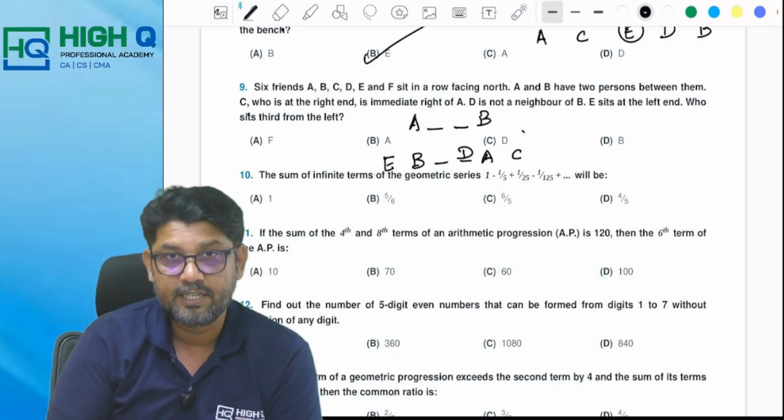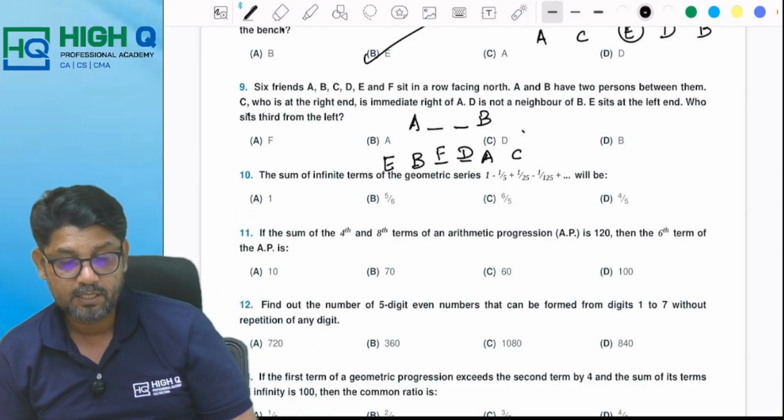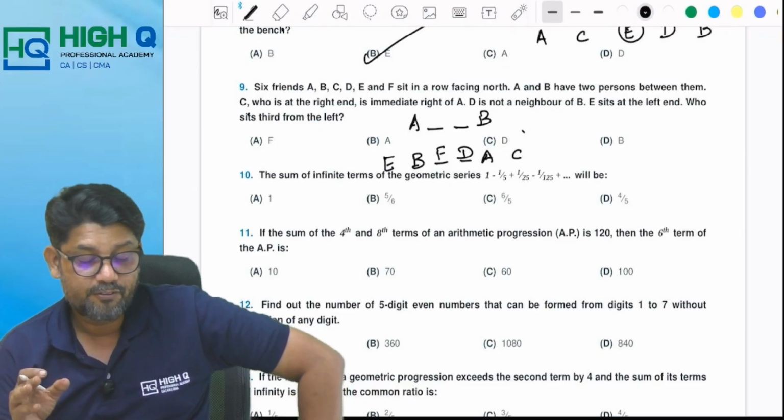So E sits at the left end. Now, this place will be occupied by F only. There is only one left out person. Now, what is the question, my dear? Who sits third from the left?